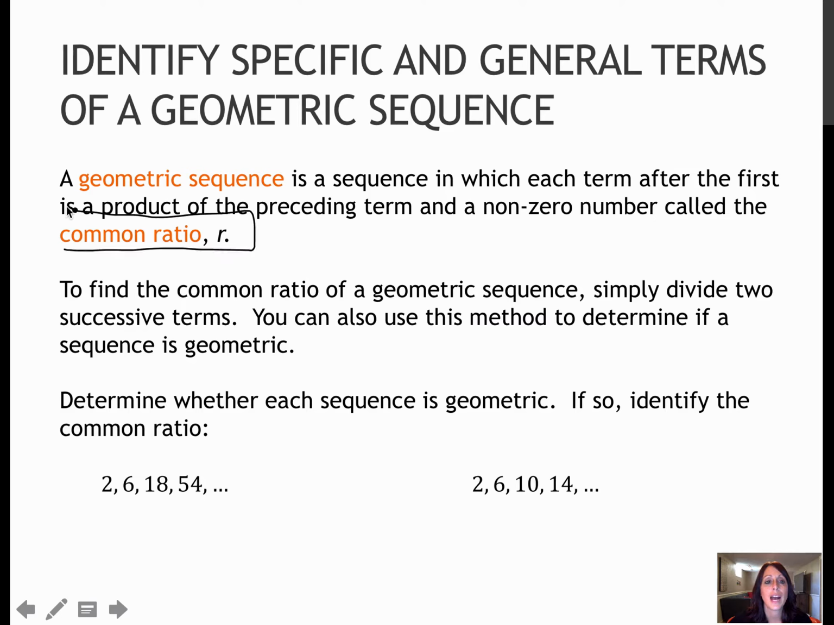Now we're looking for a common ratio, which we're calling r, and in order to find it, you're going to divide two successive terms instead of subtract them. And you can also use that method to determine if a sequence is geometric.